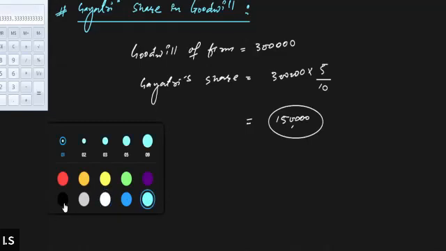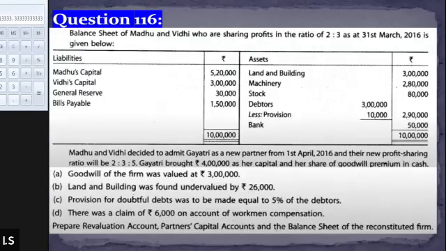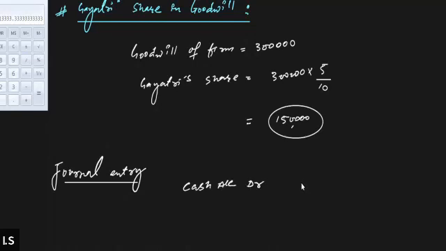Right. Okay. Now, since it is written in the question that Gayatri brought 4 lakh as her capital and her share of goodwill premium in cash, we need to pass the journal entry now. However, a journal entry is not required in the question, but anyways, we'll still do this. Journal entry for bringing in the capital. For bringing in the capital, we'll write cash account debit. Cash account debit will be 4 lakh to Gayatri's capital account.